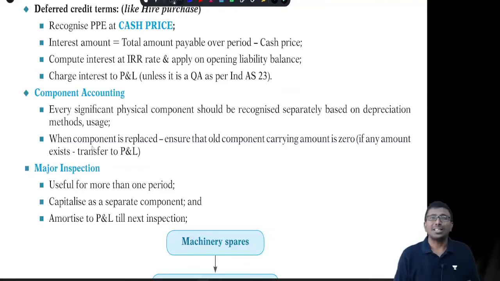Next small concept is component accounting. Every significant component of the asset. Component means one part. One machine you bought, but within the machine there are more than one part. Major parts are there. Each part should be accounted in a separate ledger. That may be based on the depreciation method, on the life of the asset, on the usage, or on the repairs and maintenance with respect to each part.